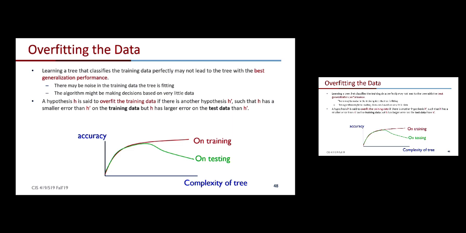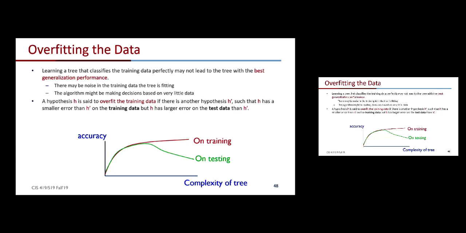So we define overfitting using this figure here. The complexity of the tree, or the size of the tree if you want, is our x-axis. The accuracy that we get is the y-axis. And of course, you would agree that on the training data, as we increase the complexity of the tree, we're going to increase the accuracy on our training data. We're going to fit all the examples. Eventually, we're going to get perfect accuracy. The question is, what's going to happen on test data?